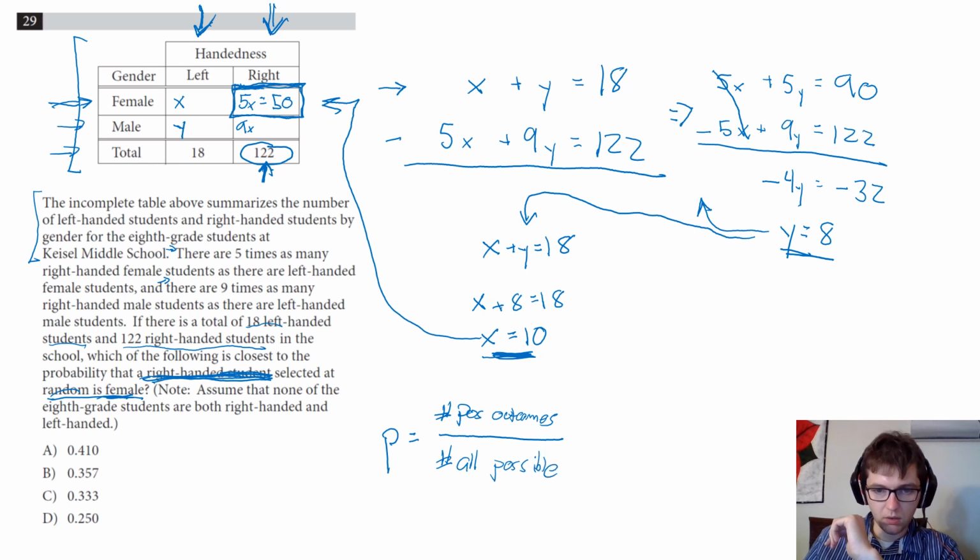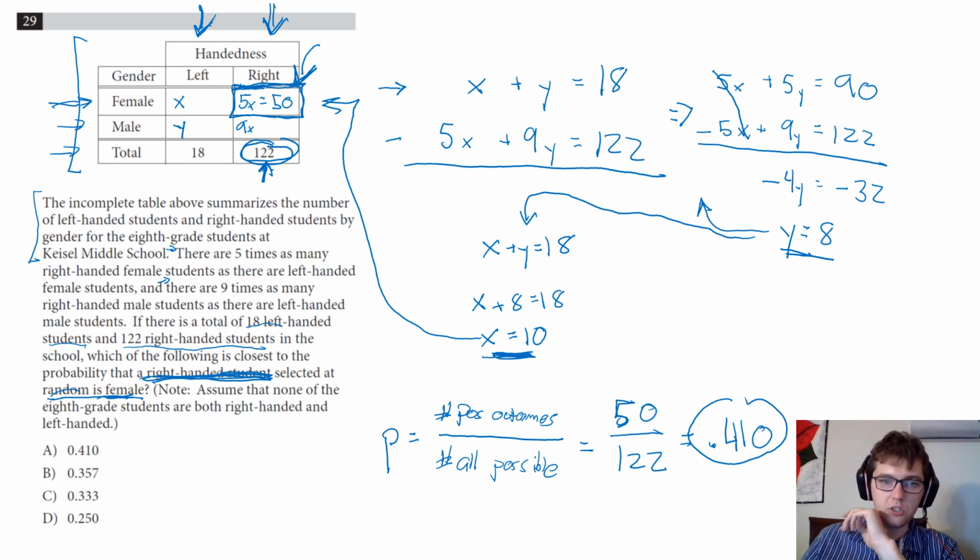So now, number of positive outcomes, meaning that the right-handed student selected is female, is 50. Over all possible outcomes, we're selecting from a group of 122 students. So 50 divided by 122, and that is equal to, you can just throw that into your calculator, 0.410. And it's really important to understand that you're only selecting from these right-handed students.